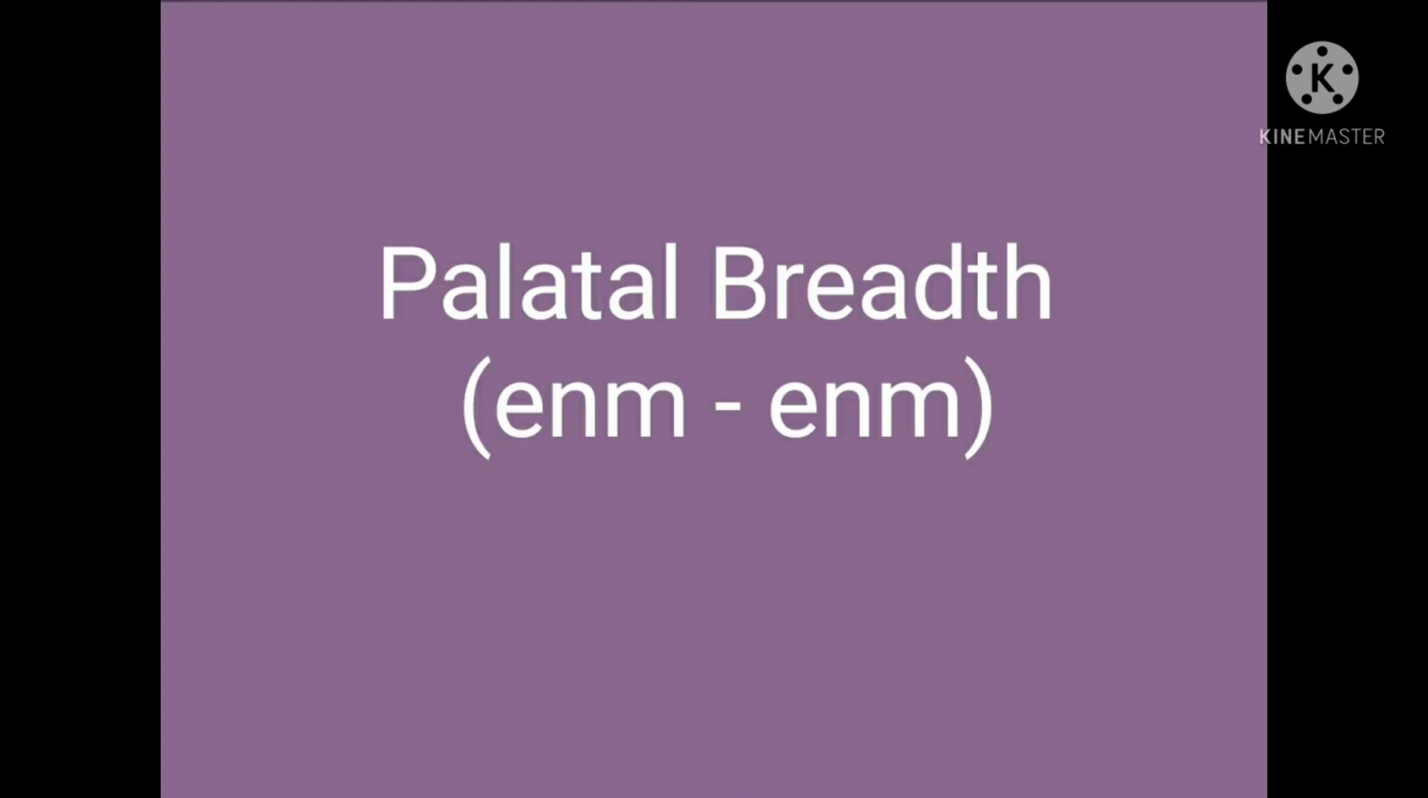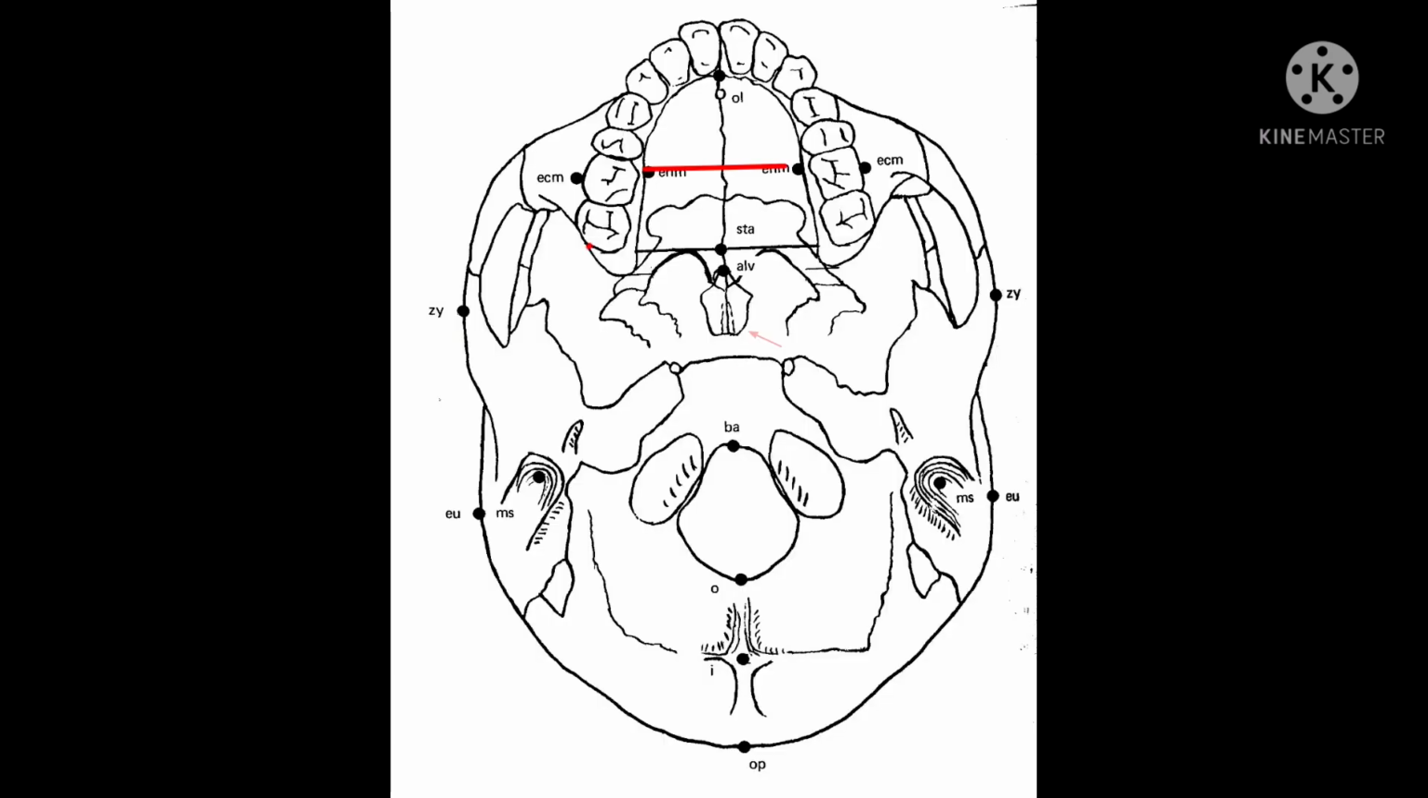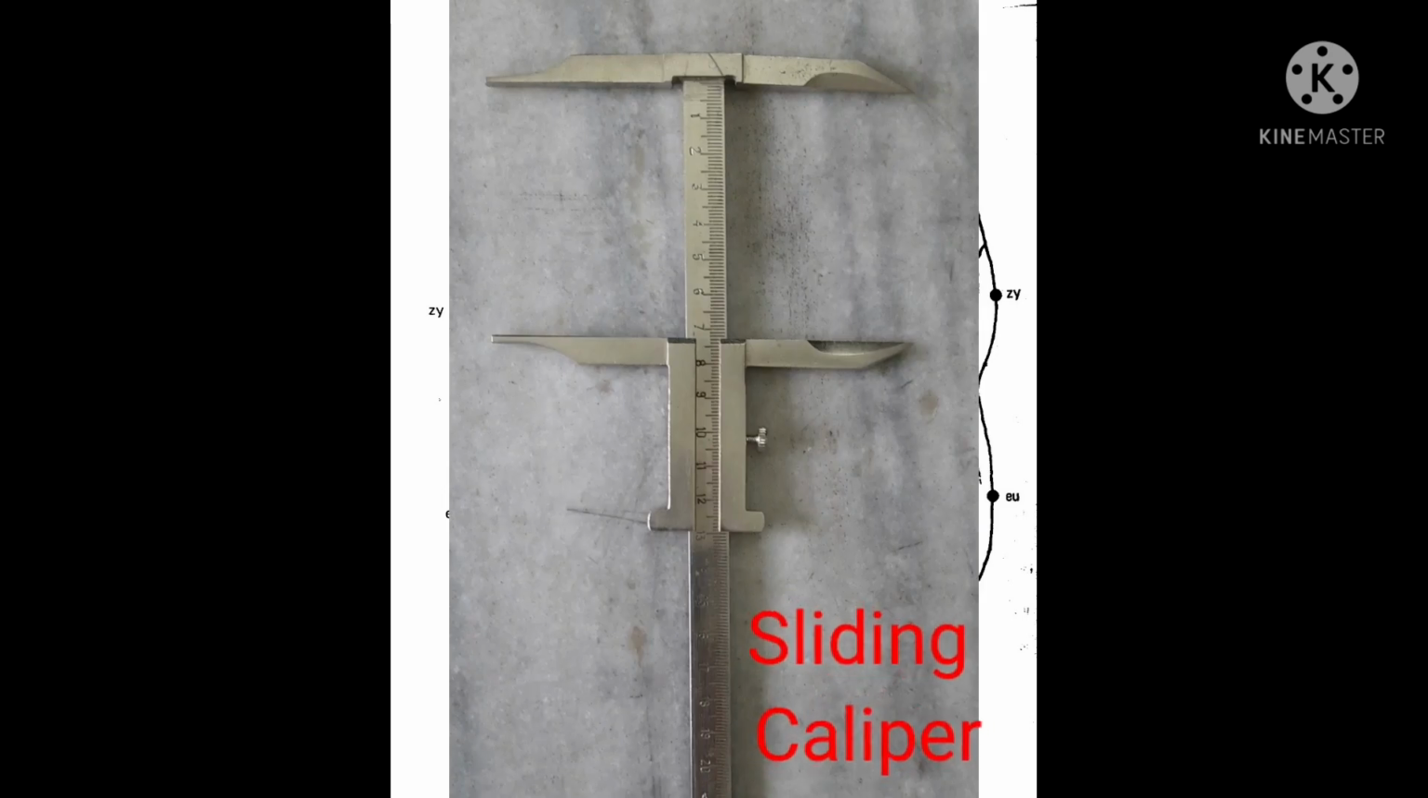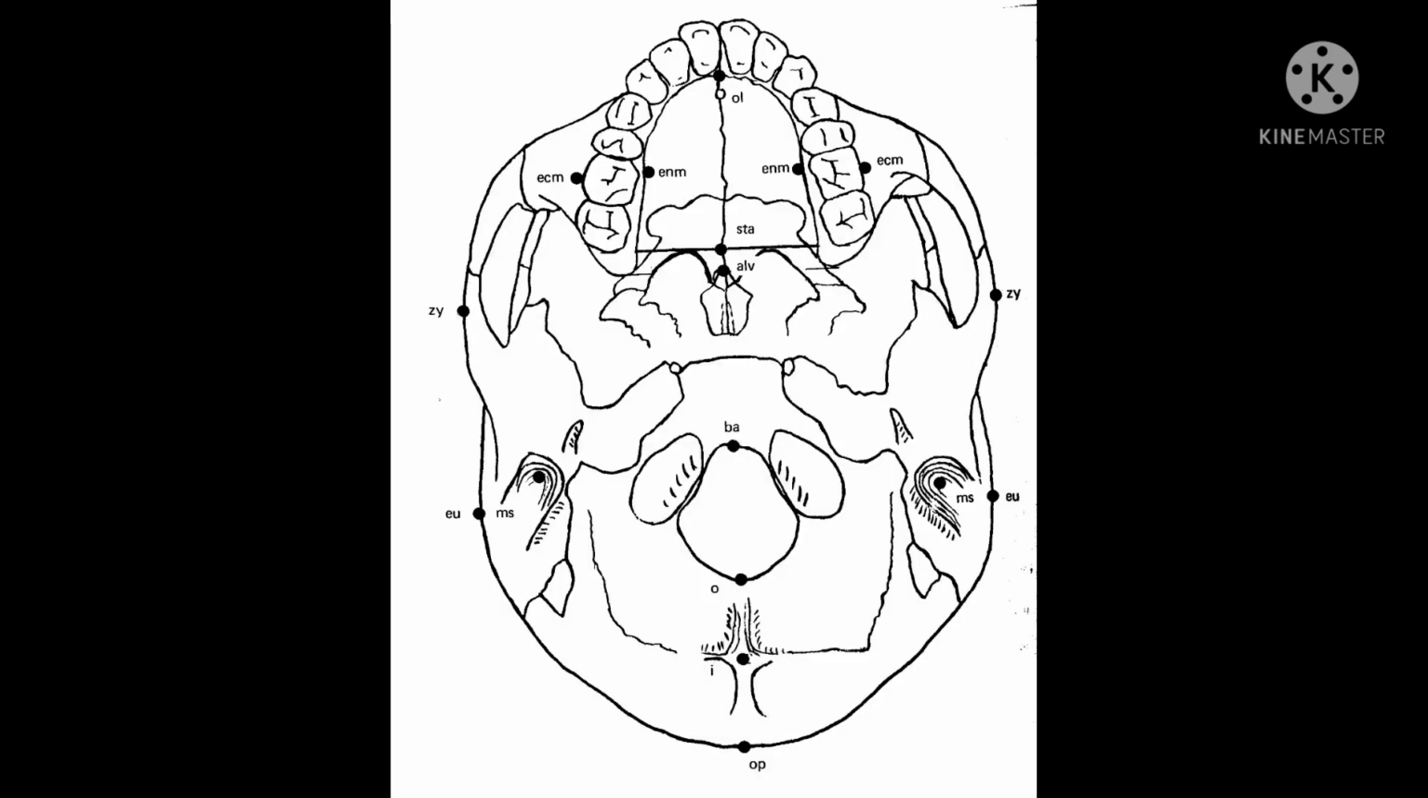Palatal breadth. It measures the straight distance from one endomolare to the other. For this measurement, a sliding caliper is used. Before taking the measurement, the skull is allowed to rest on the cushion with norma basalis facing upwards. Then the end of the fixed crossbar is placed against one endomolare, and the other crossbar is moved to touch the other endomolare point.